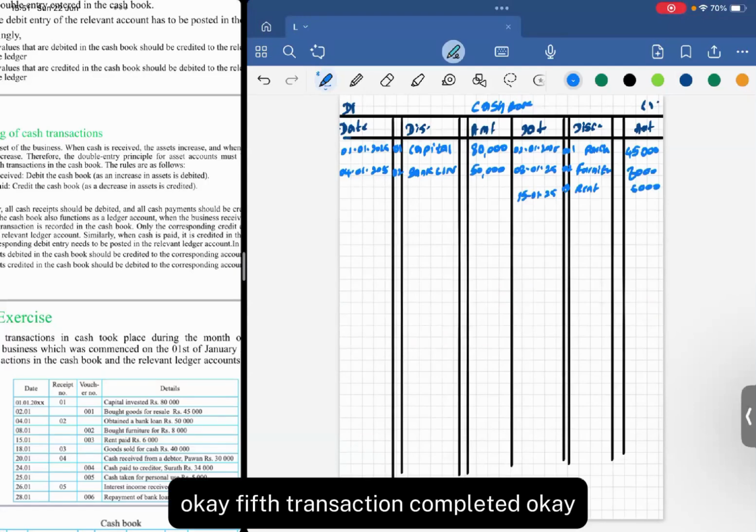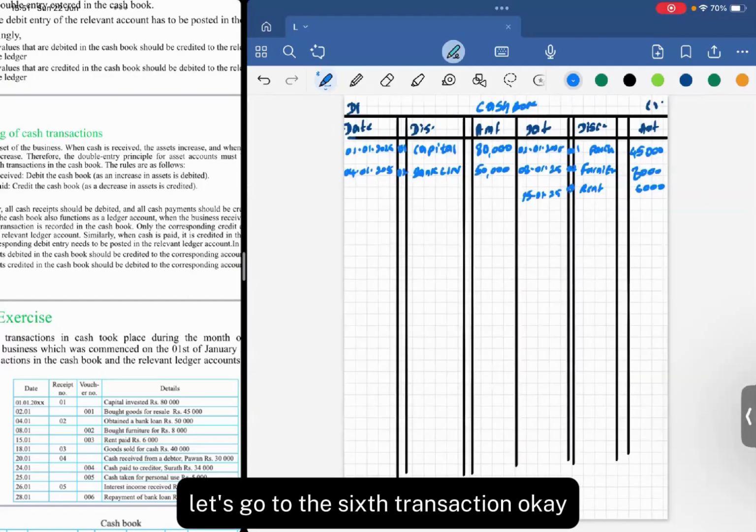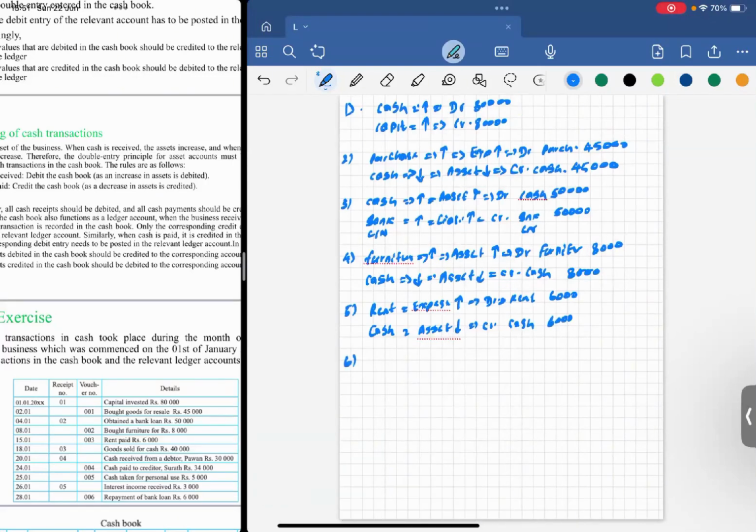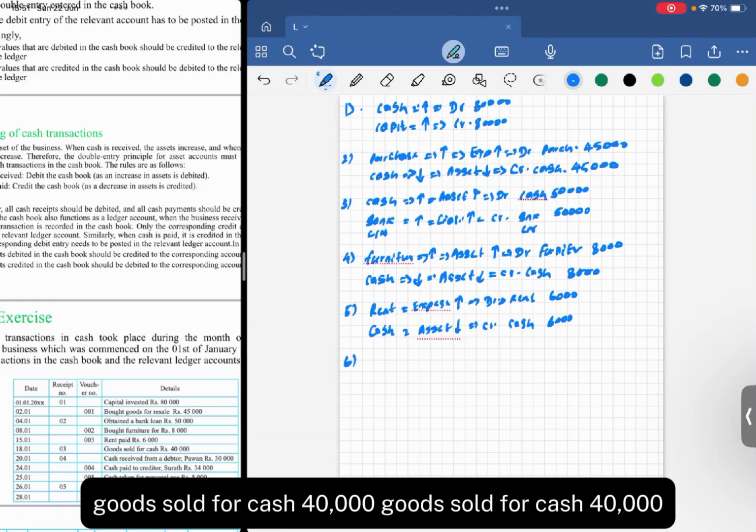Okay. 5th transaction completed. Let's go to the 6th transaction. Goods sold for cash 40,000.